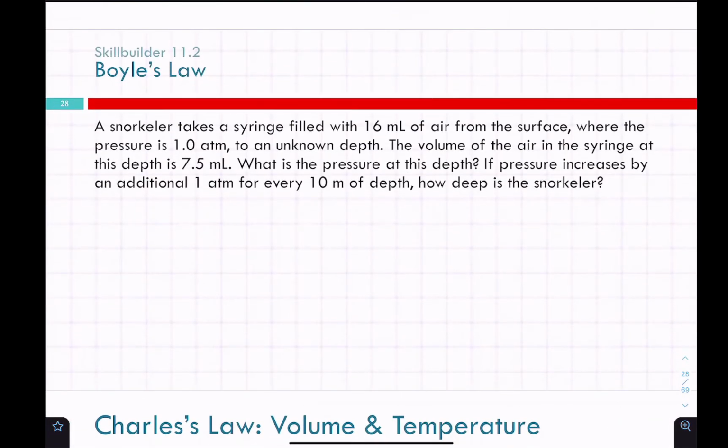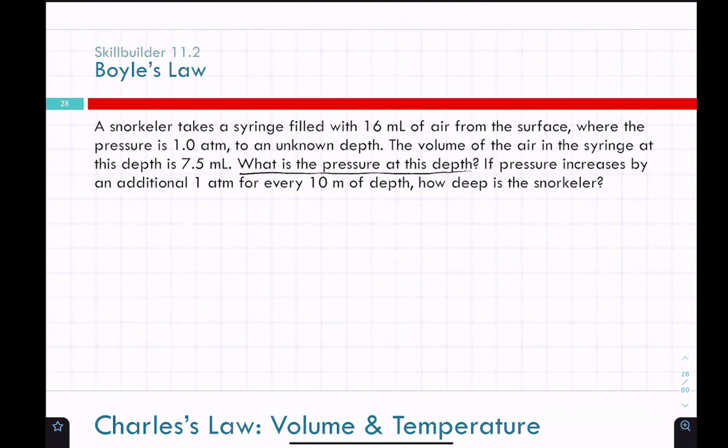So then, of course, we could do problems related to things like this. If a snorkeler takes a syringe filled with 16 milliliters of air from the surface, where the pressure is 1 atmosphere, to an unknown depth, the volume of the air in the syringe at this depth is 7.5 milliliters. So first question is, what is the pressure at this depth? If the pressure increases by an additional 1 atmosphere for every 10 meters of depth, how deep is the snorkeler? So there's a lot here.